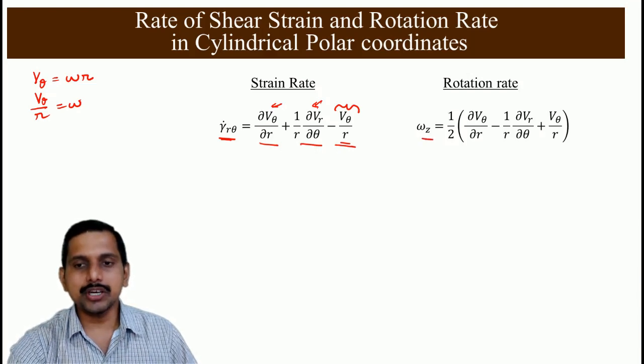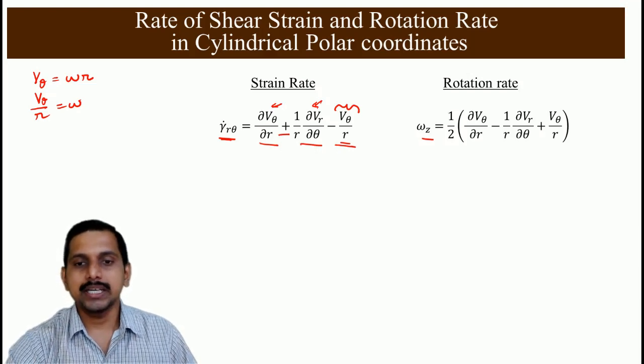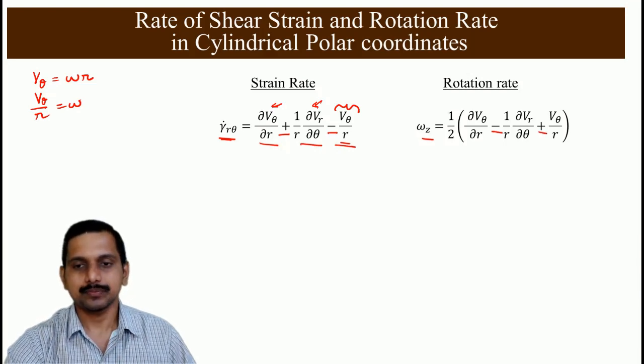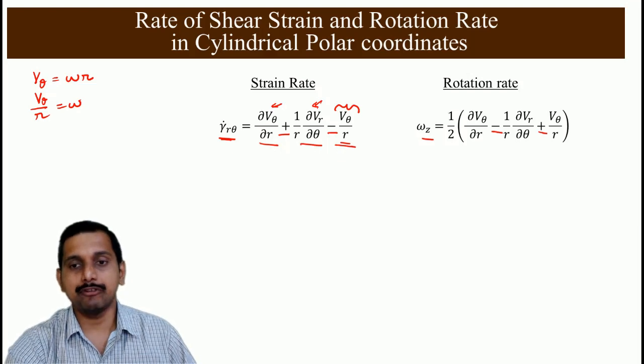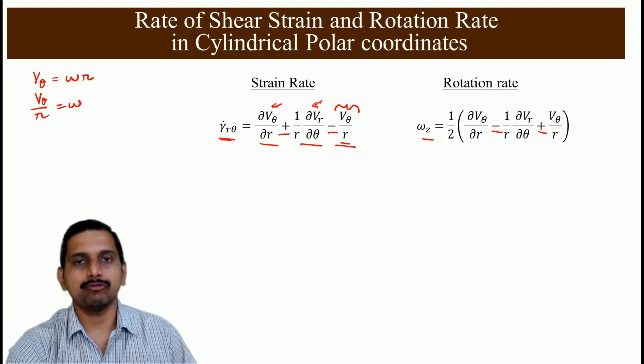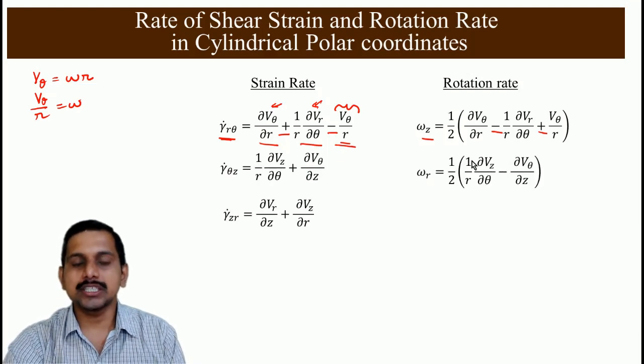Similarly, the rotation rate is half of the average of those angles. So here instead of plus it is minus, and instead of minus it is plus, and half of that because we are taking the average. So half of ∂v_θ/∂r minus (1/r) ∂v_r/∂θ plus v_θ/r. This is the rotation rate. Now let us see the other two dimensions.